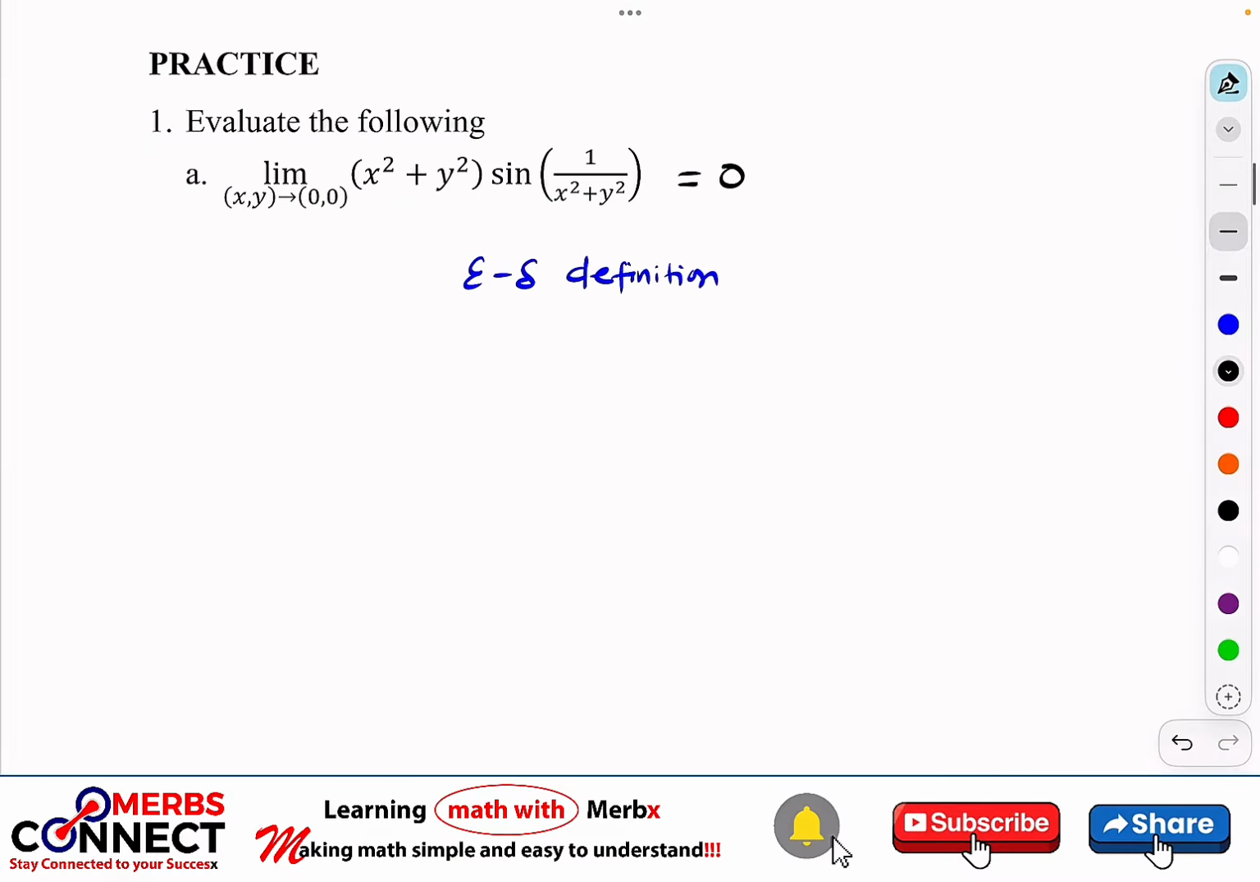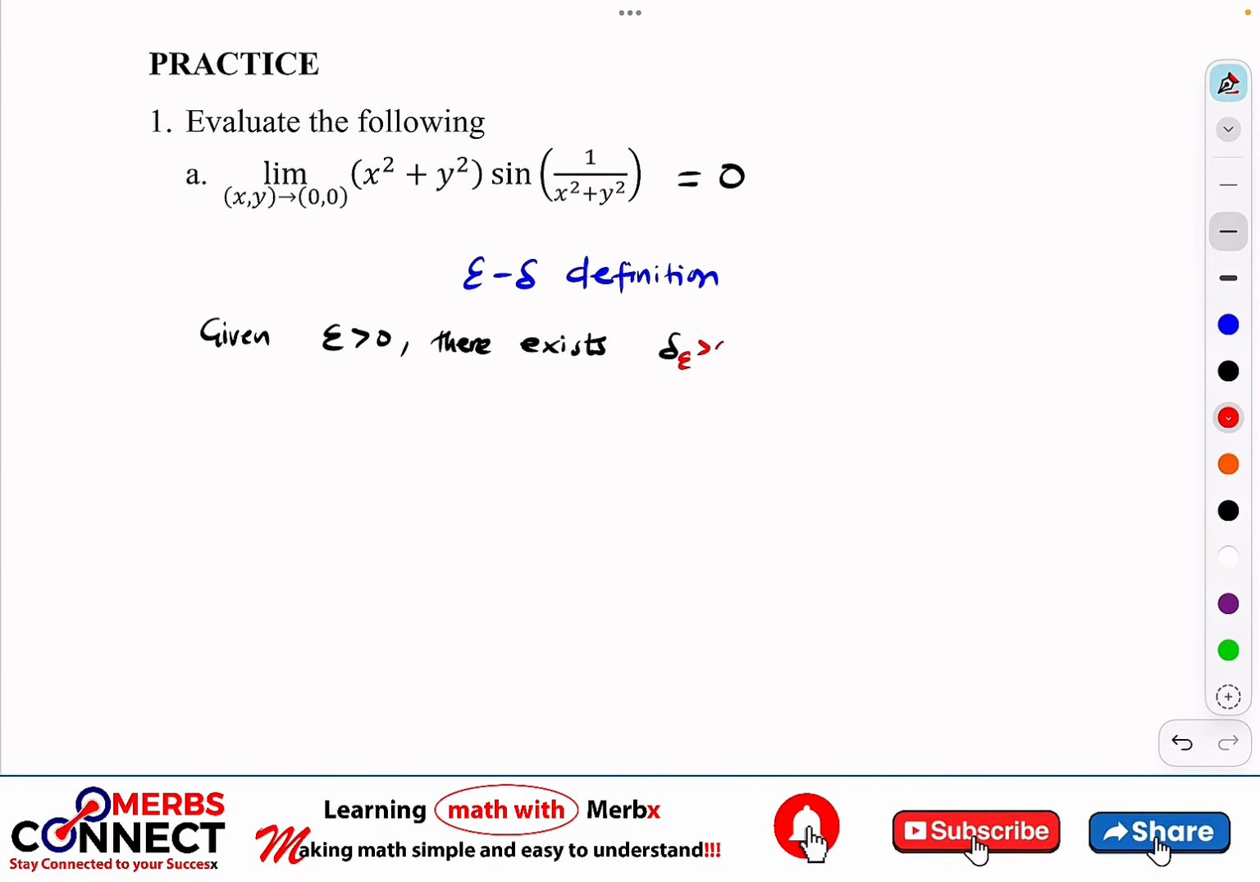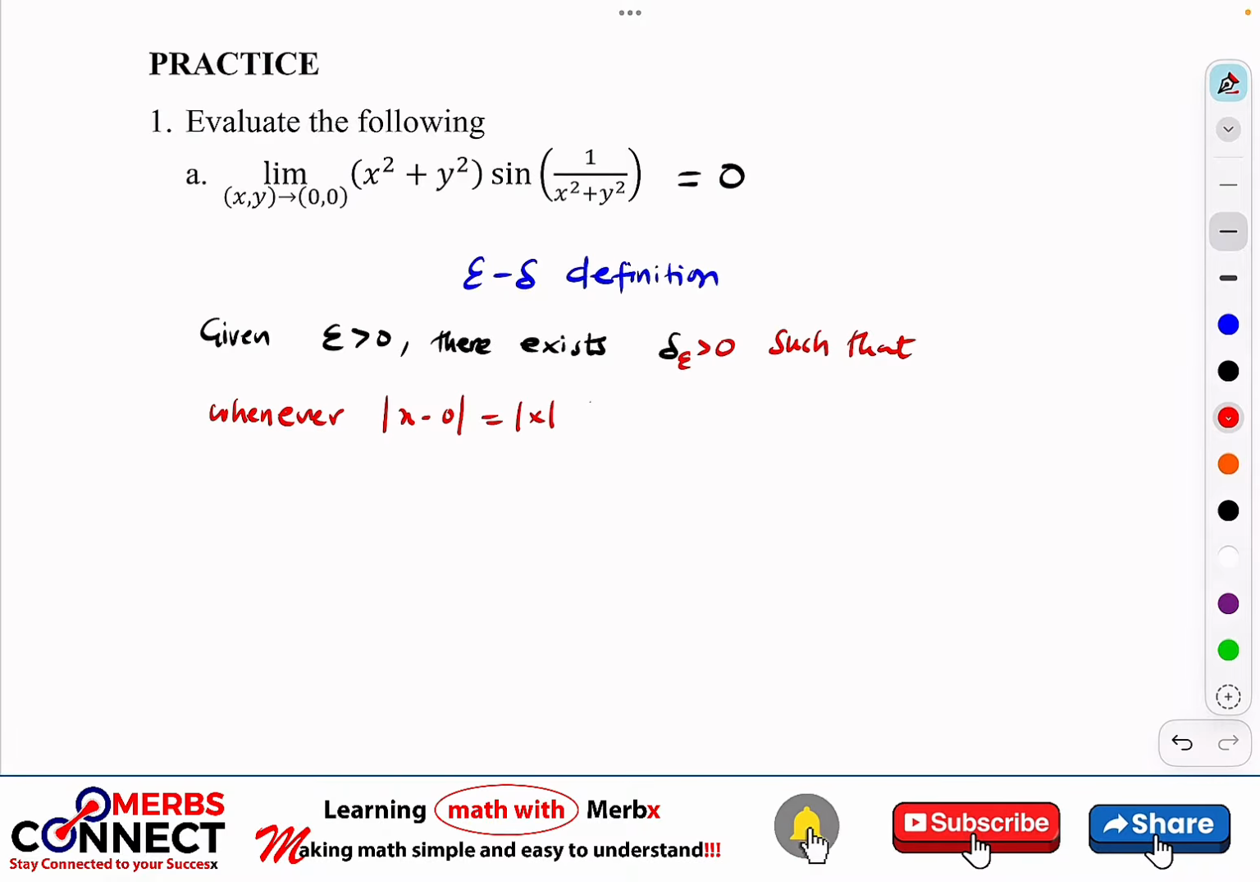Now, guess what we can do here? So given epsilon greater than 0, there exists delta. I said delta can depend on epsilon greater than 0, such that whenever the absolute value of x minus 0, which is the same as the absolute value of x, is less than delta, and the absolute value of y minus 0, which is the same as the absolute value of y, is less than delta, then what happens?